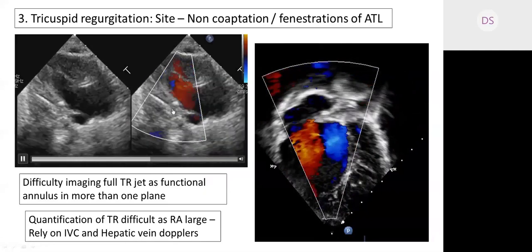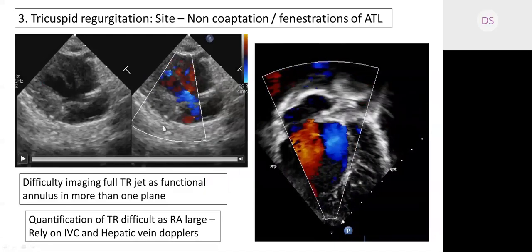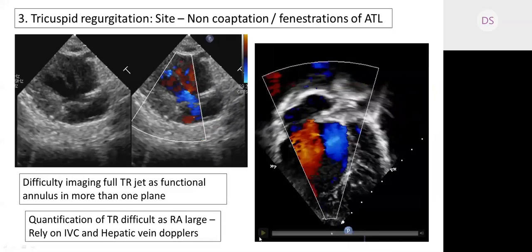So sometimes we use indirect ways to quantify the tricuspid regurgitation, and that is based on the IVC and hepatic vein Dopplers, where if I see the IVC and hepatic venous Dopplers abnormal, then I know that the amount of tricuspid regurgitation is significant.